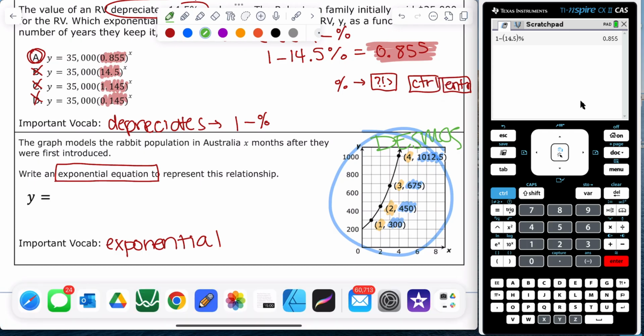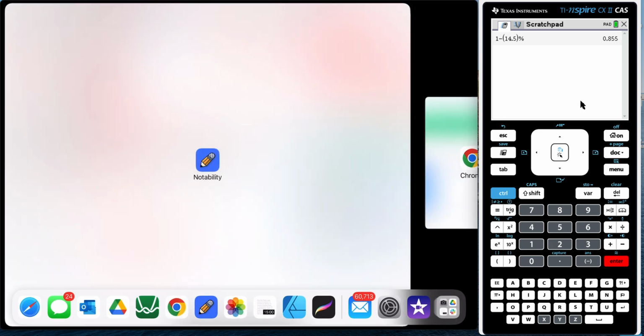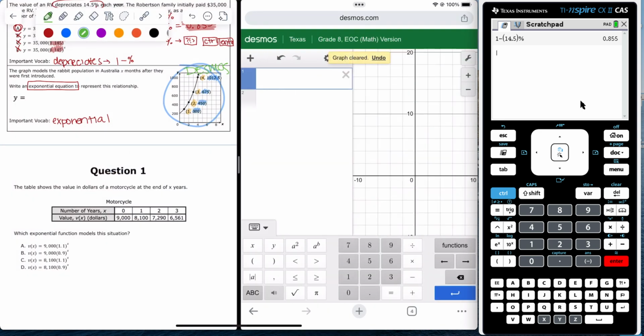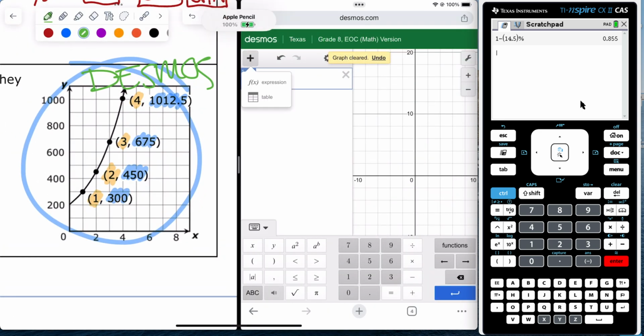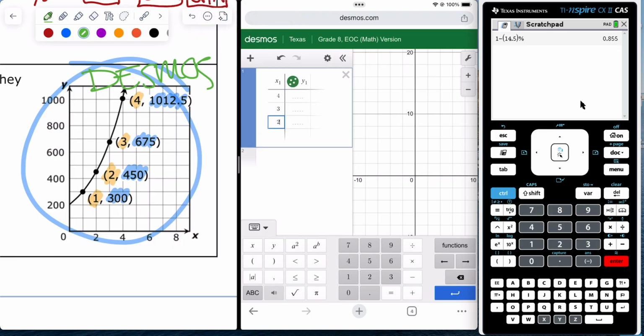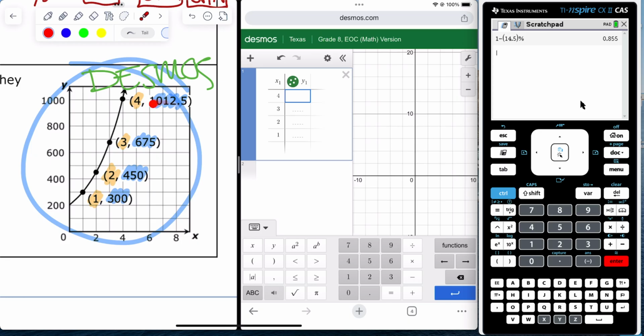So I'm going to open up Desmos, and I'm going to put my numbers in. So we have 4, 3, 2, 1. So remember, this is very important, 4 goes with 1012.5. So in Desmos, we're going to type in 1012.5. Now 3 goes with 675. 2 goes with 450. 1 goes with 300.